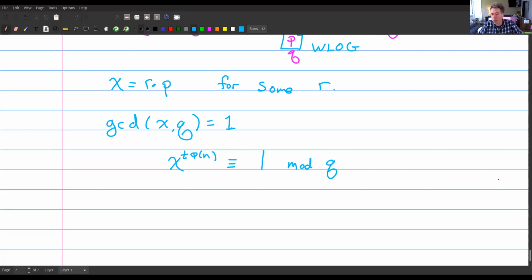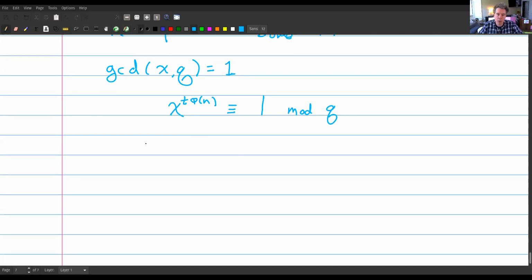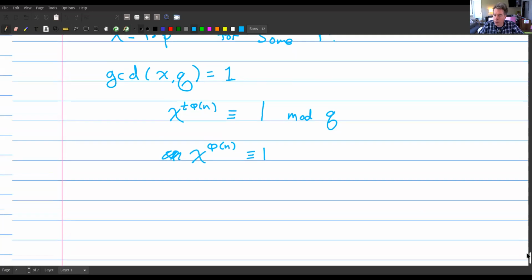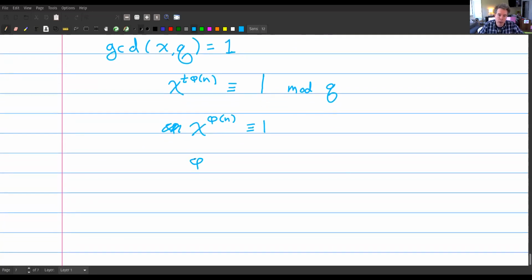Before I had thought it was obvious why this is true, but maybe it's not obvious. So let's figure it out. Let's try to just show that x to the phi n is congruent to 1. So that must be why this is true. Oh, I get it. Because x to the phi n is the same thing as x to the (p minus 1) times (q minus 1). And this is the same thing as x to the q minus 1, to the p minus 1 power.